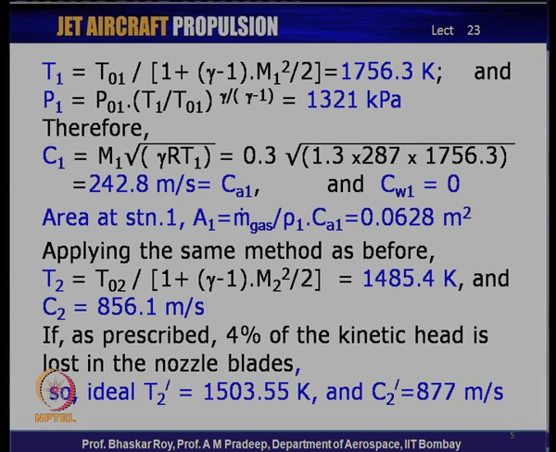So, that is what we see here, that the ideal velocity could have been a little more through the stator nozzle, and as it happens we are getting a little less, of the order of almost 20 meters per second, 21 meters per second. Now, this is something that every turbine designer needs to keep an eye on.